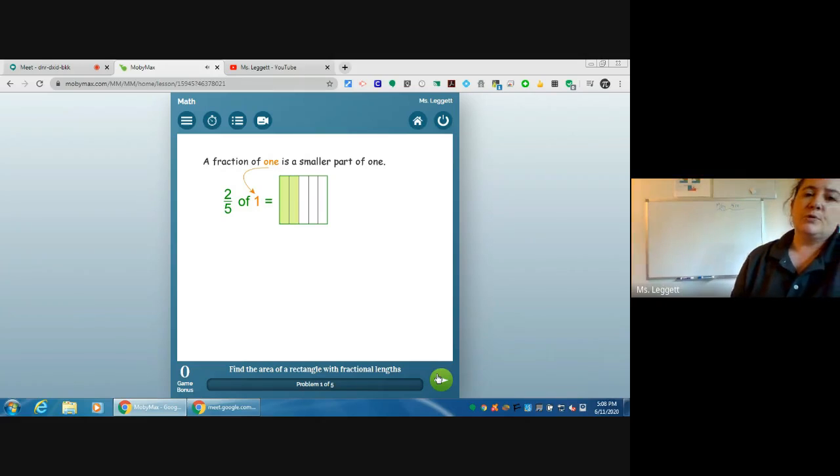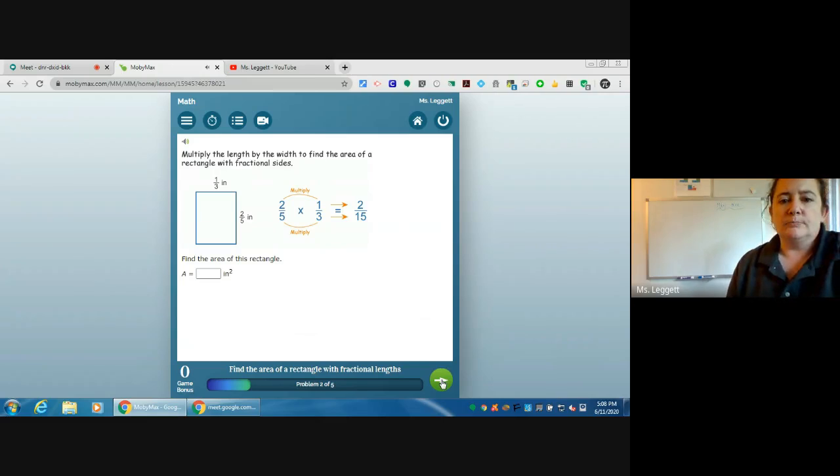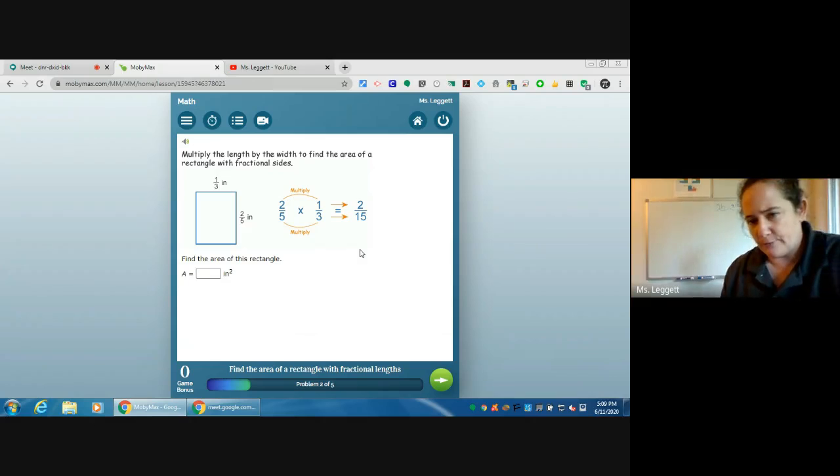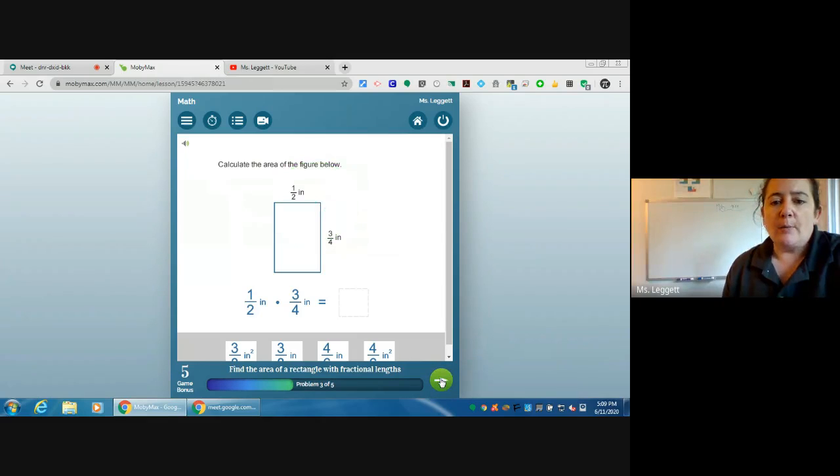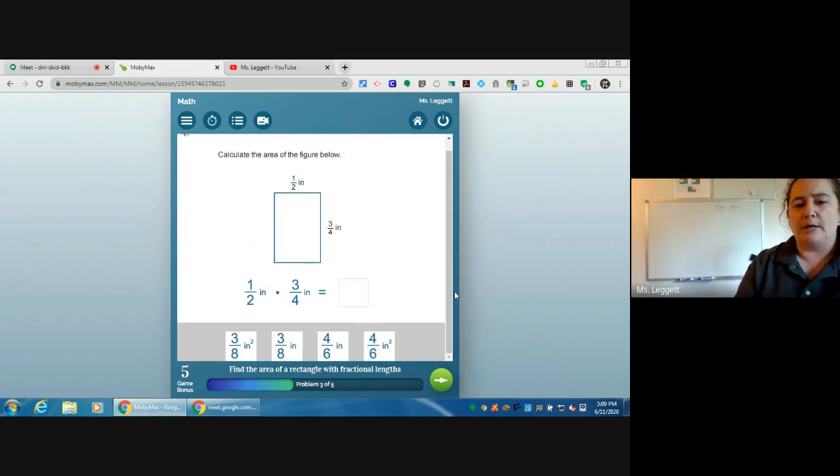So 2/5 of 10 was what they were showing us. Okay, so we have two fractional lengths. Very simply put, when you multiply fractions, it's numerator times numerator, so 2 times 1 is 2, and denominator times denominator, so it's 5 times 3. 2 over 15. Now if this cannot be simplified, then you're good to go, and you can just put 2/15. However, if it can be simplified, it's most likely going to ask you to simplify. So let's see what it says here.